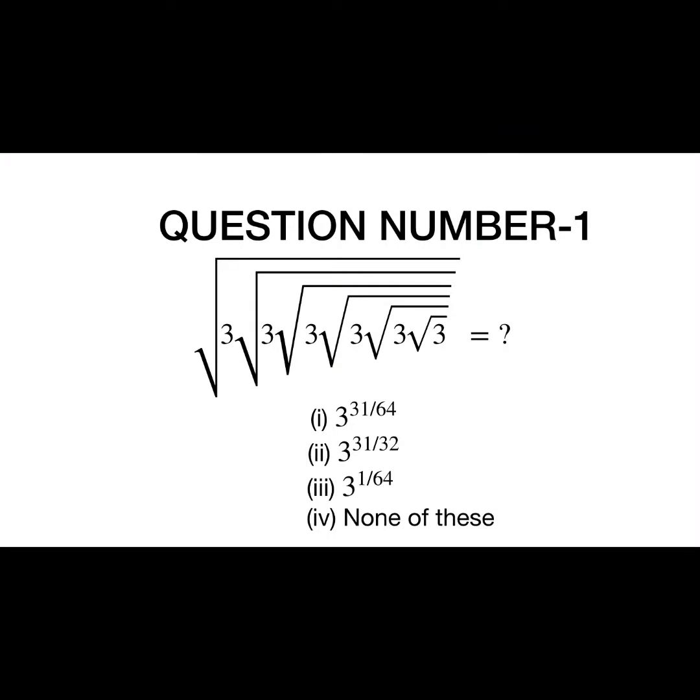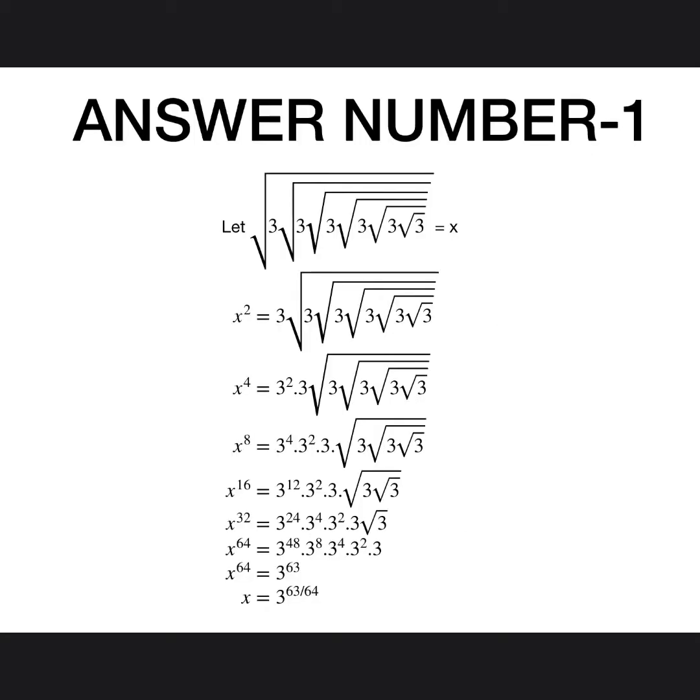Question number 1. What is the value of root 3, root 3, root 3, root 3, root 3, root 3? And options are first 3 to the power 31 upon 64, second 3 to the power 31 upon 32, third 3 to the power 1 upon 64, fourth none of these.